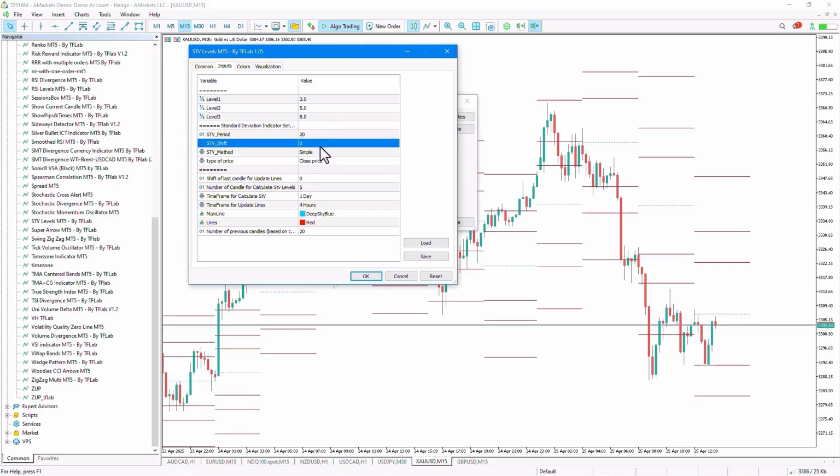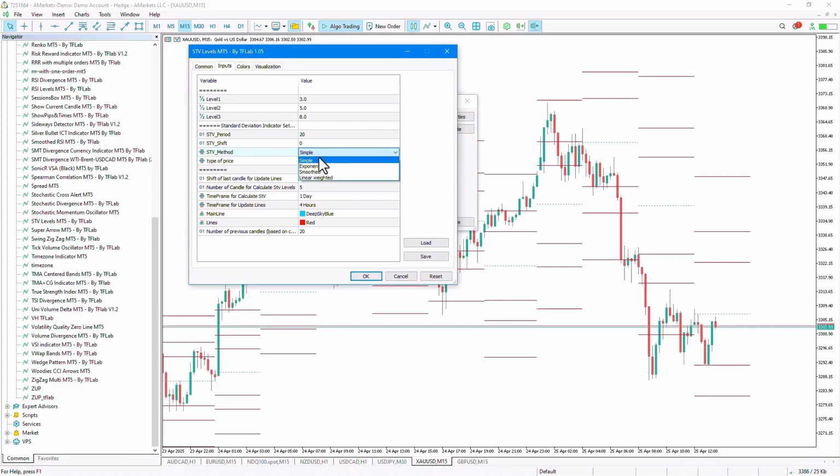We can set the standard deviation shift period and the type of standard deviation calculation method based on 4 modes: simple, exponential, smoothed, and linear weighted. And in the next section, we can choose the type of price calculation, which includes closing price, opening price, highest price, lowest price, and other options available here.